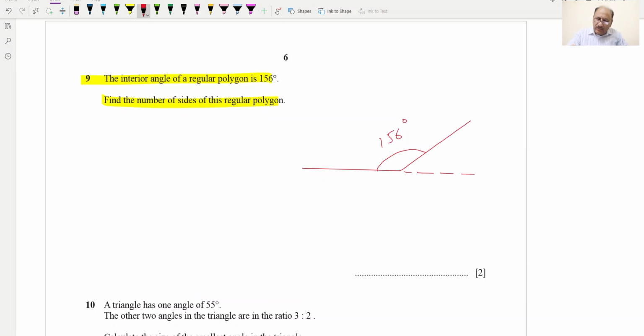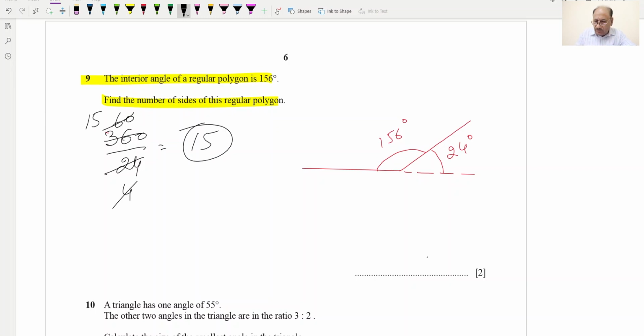Exterior, if we extend this exterior angle will be 180 minus 156, which will be 24. Now we know that the exterior angles of a polygon add up to 360, so we will divide 360 by 24. 6 fours are 24 and 6 sixes are 36, 0, and then 4 ones are 4 and 4 fifteens are 60, so it will be 15 sides. We can write here 15 sides. This is a 2 mark question.